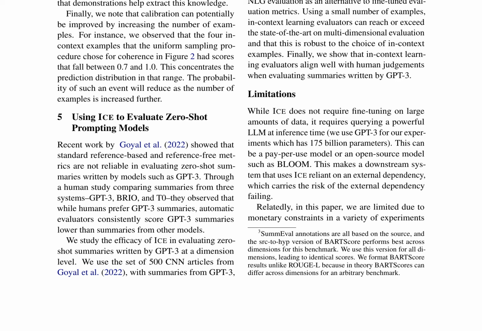The model's performance reaches near that of some weaker fine-tuned baselines even with a single in-context example, implying that the model possesses knowledge of the evaluation task from pre-training itself. Calibration can potentially be improved by increasing the number of examples, as demonstrated by the concentrated prediction distribution observed in the coherence evaluation. The study also investigates the efficacy of ICE in evaluating zero-shot summaries written by GPT-3 at a dimension level, showing that ICE agrees with human judgments for each dimension and overall.